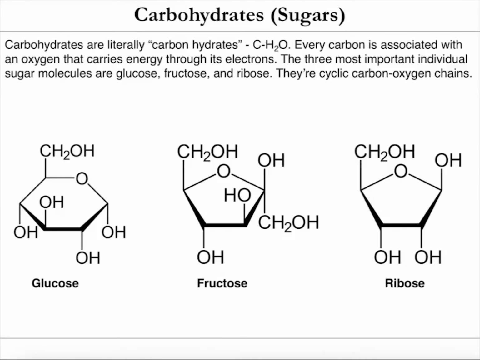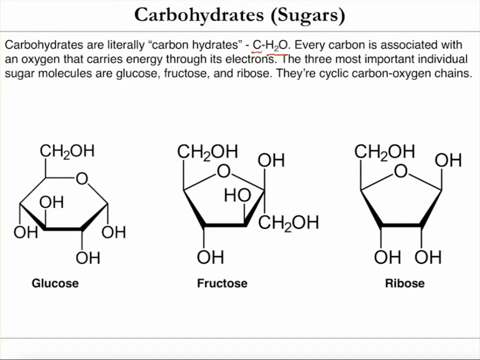So the next class of molecules that we're going to talk about are carbohydrates. The building blocks of carbohydrates are monosaccharides, also called sugars. The words saccharide and sugar are pretty much used interchangeably. Carbohydrates have an interesting chemical structure that's shared between all of them. They're literally carbon hydrates, so they're basically carbon and H2O.